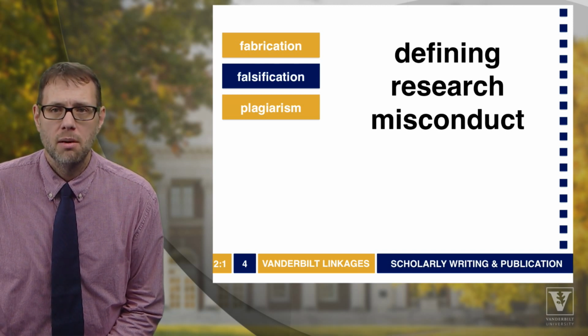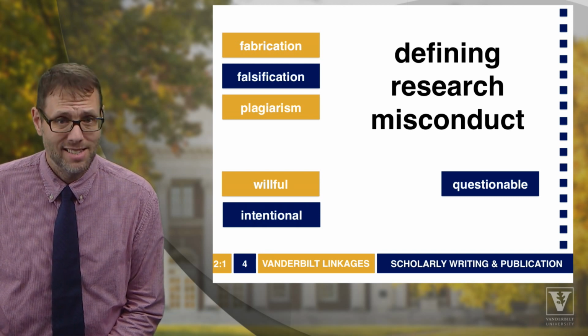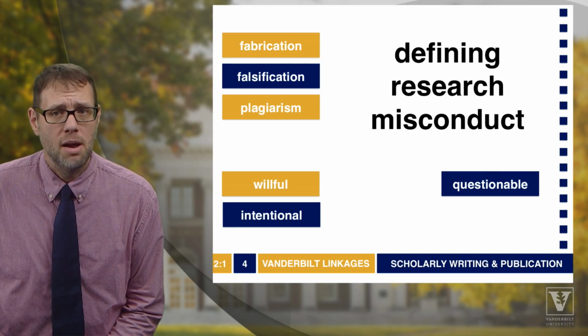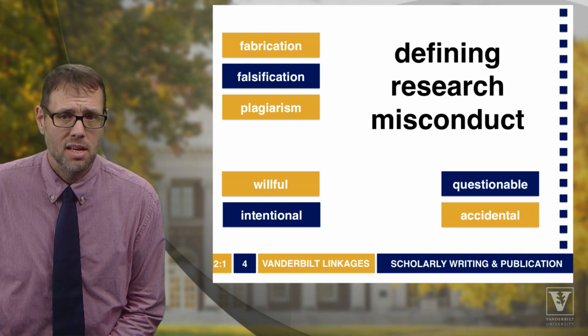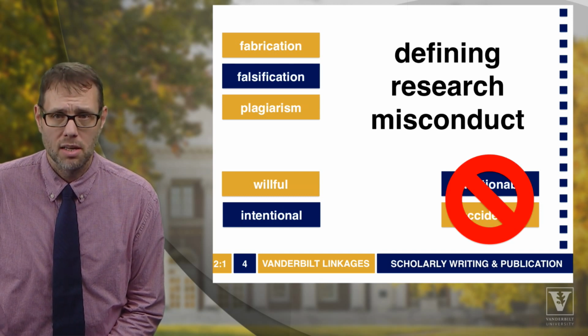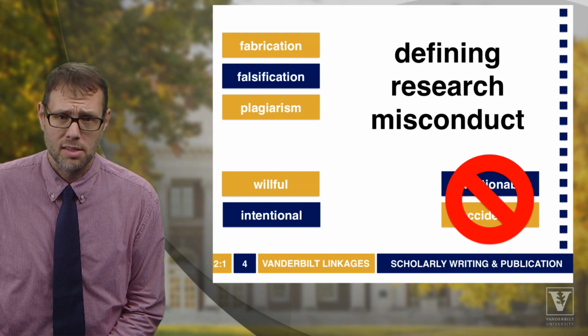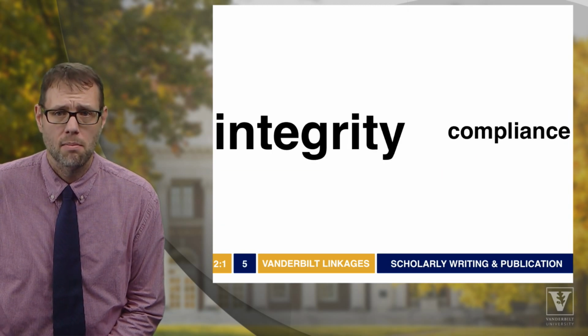And it's important to note that when we think about FFP, it's going to be something that's willful and something that's intentional. It does not include questionable research practices, things that fall out of the norm within a discipline perhaps, but that don't rise to the level of fabrication, falsification, and plagiarism. And it also doesn't refer to accidental things that were not willful or not intentional. These are not included in the definition of research misconduct. We're really just talking about FFP. Now, there are plenty of questionable things that occur that perhaps is not the right thing to do, or we could question someone's ethics, but it really doesn't fit that definition of research misconduct.